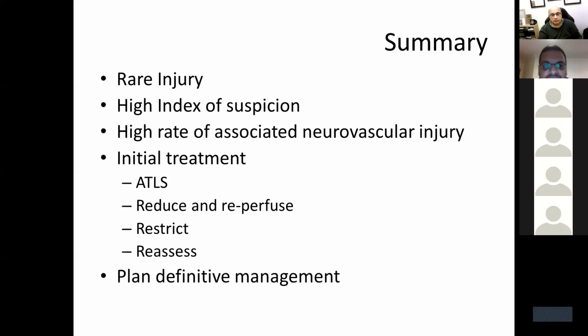So in summary, this is a rare injury. It requires a very high index of suspicion. Neurovascular injury, particularly to the common peroneal nerve, is very common, as is posterolateral corner or lateral collateral ligament injury. Initial management includes ATLS, and then the principles of reducing, reperfusing the limb, and restricting movement, and once you've done that, you can undertake imaging, reassess, and plan definitive management. If it's within 3 weeks, you can consider undertaking some repair procedures and then undertake a definitive staged reconstruction later on. If it's after 3 weeks, then a staged reconstruction will yield the best outcomes.